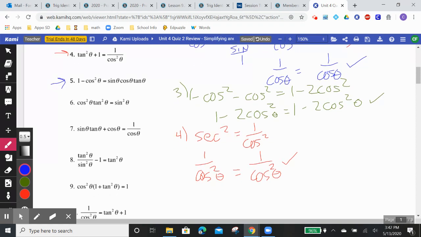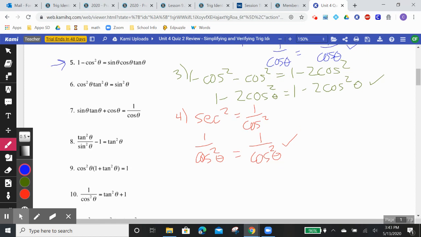So if I look at number 5, 1 minus cosine squared equals sine times cosine times tangent. To me, the right-hand side has a lot more going on. Okay. So if you want to work with that side, you can. Again, you could also work with the left-hand side because doesn't that just equal sine squared? You have either choice. Again, a lot of these here can be done either way. So for number 5, I was going to do 1 minus cosine squared, leave the left side alone. It really is either way.